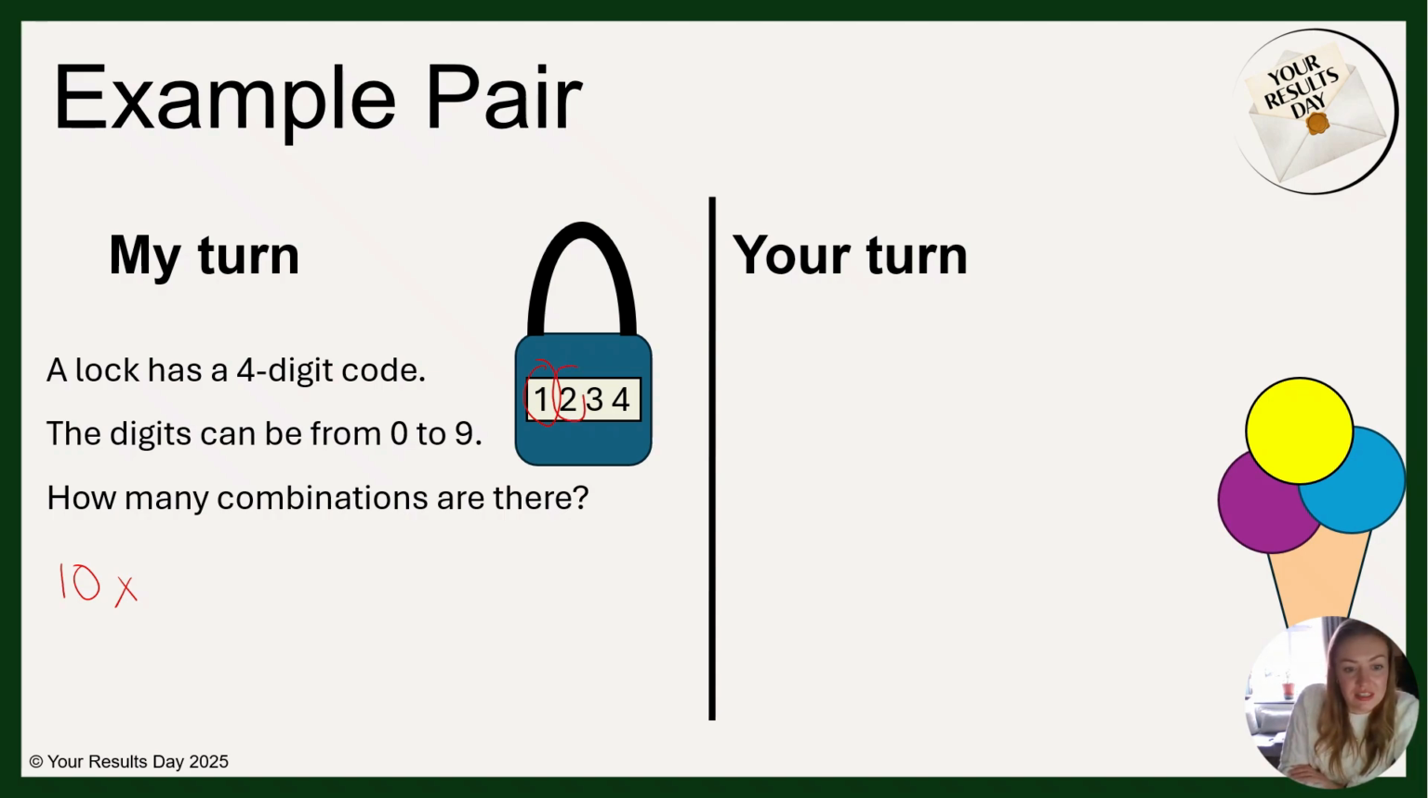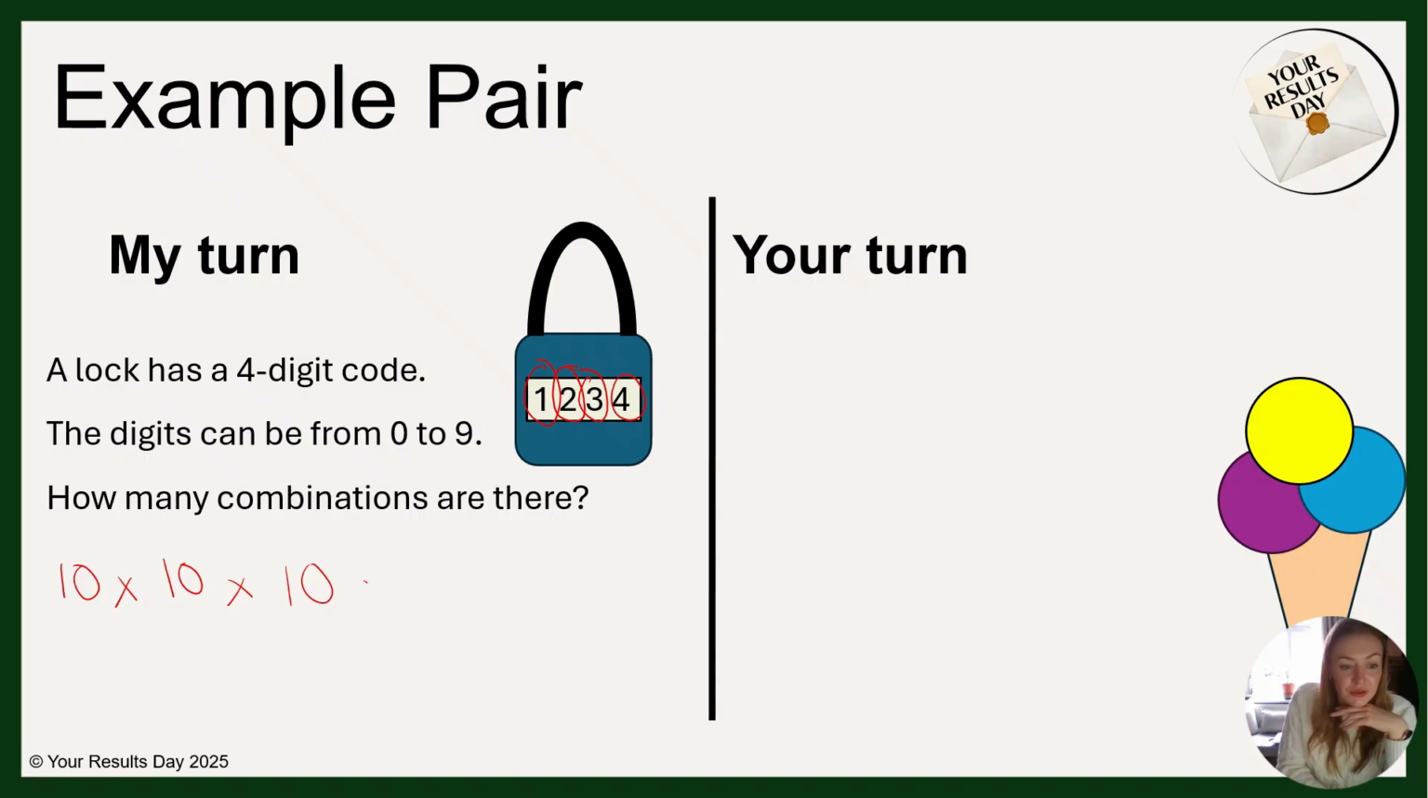When I then look at the second number on my lock, I've still got 10 digits. There's not now only 9 digits because it's just a lock. It's not like I've taken something out of the bag and taken it away. So digit number 2, there's still 10 choices. And digit number 3, there's still 10 choices because it can still be anything 0 to 9.